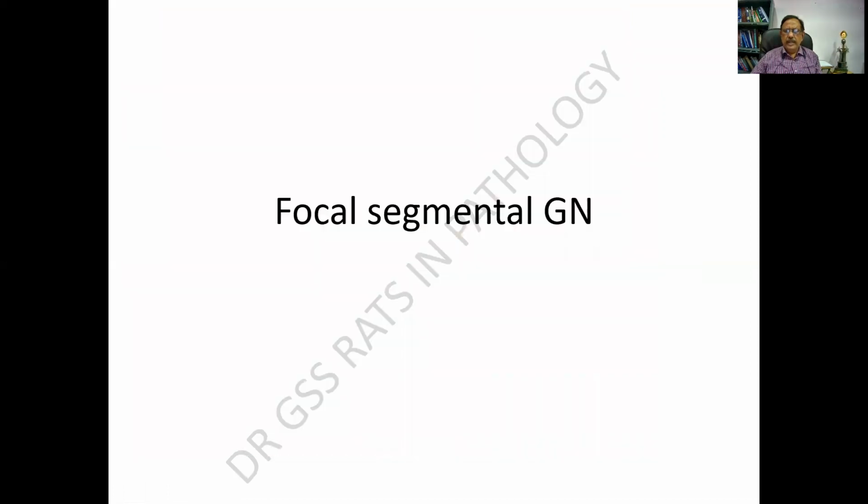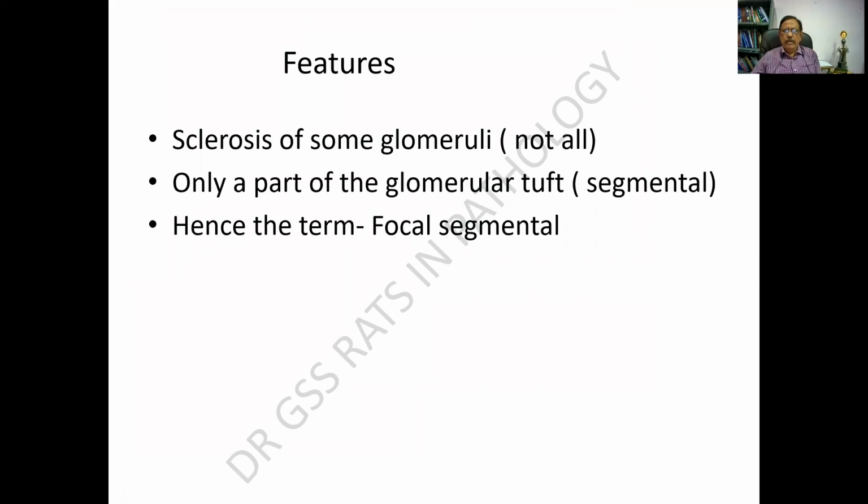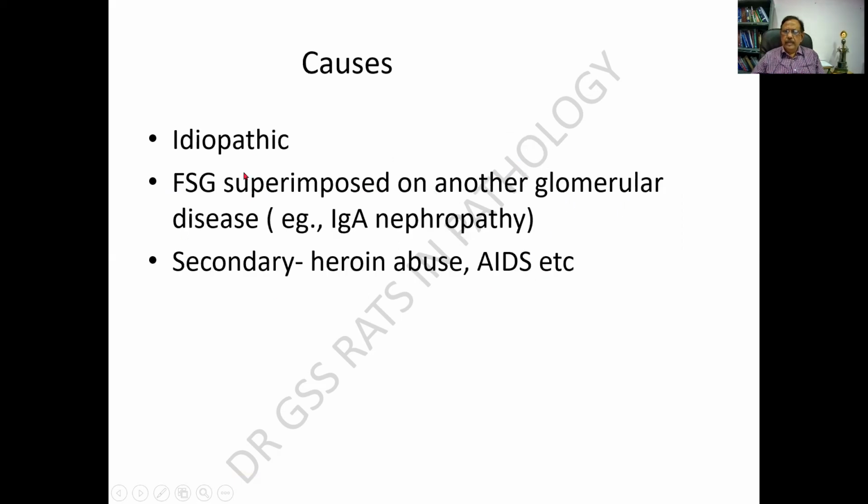The last one for the day is focal segmental glomerulonephritis. So in this, there is sclerosis of some glomeruli, not all. And only part of the glomerulus is involved. That is why it is called focal and segmental. The cause can be idiopathic. It can be superimposed on another glomerular disease such as IgA nephropathy. We had seen that in the last class. And it can be secondary to heroin abuse or AIDS.